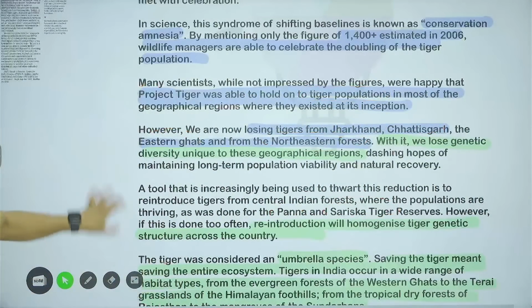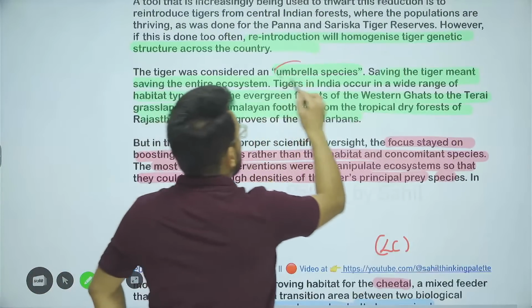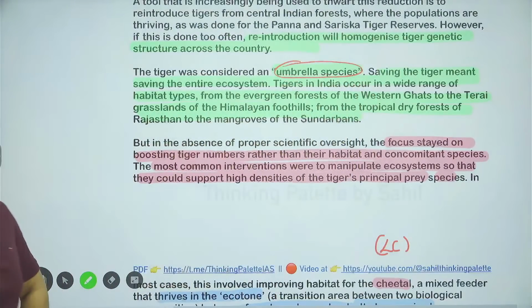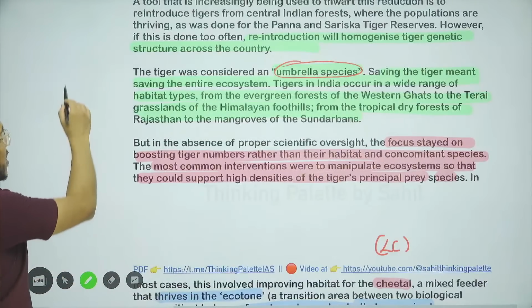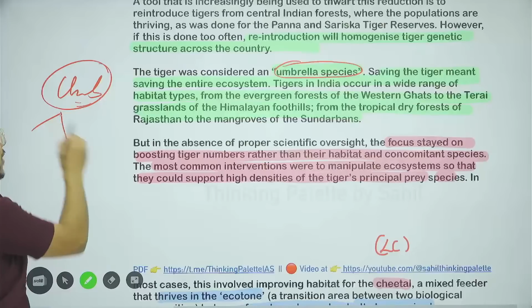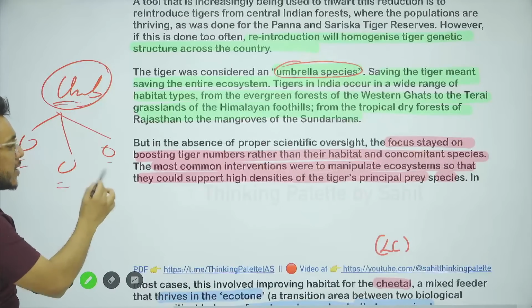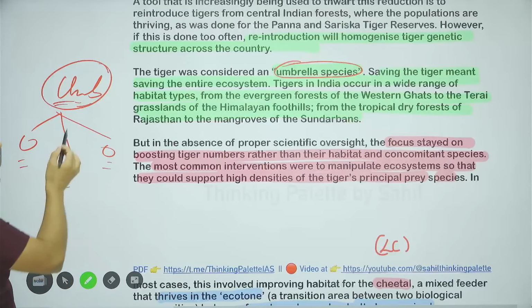Then, further moving on, when we talk about tigers, they have been defined as an umbrella species. Now what is an umbrella species? An umbrella species means that particular species with which the conservation of many other species is also linked. If we save this umbrella species, what happens? Many other species also will be conserved.